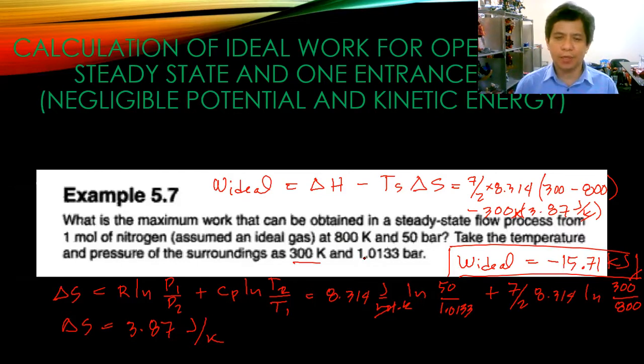What is the application of W ideal? Most machines are made to produce work, and that's really the objective of thermodynamics. So W ideal is the maximum work that the machine can produce. The negative value is just a convention, since our convention is a bit reversed in chemical engineering. It means it will produce 15.71 kilojoules of work.